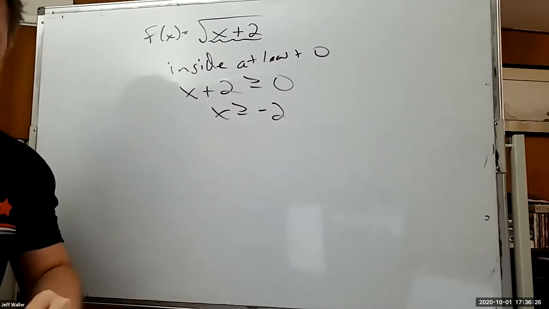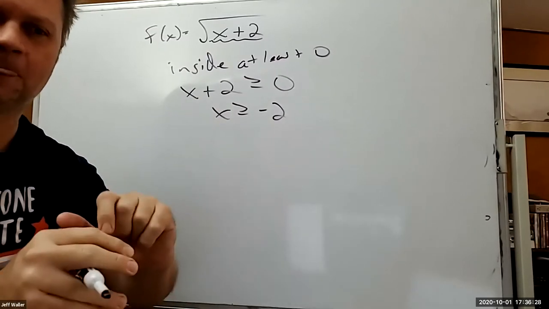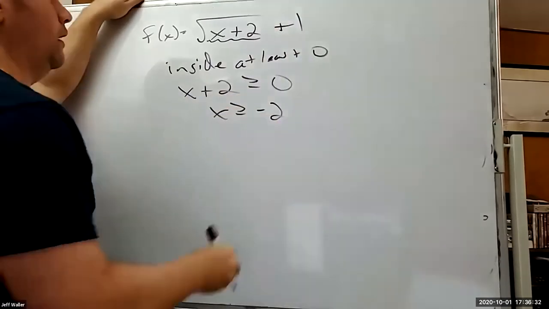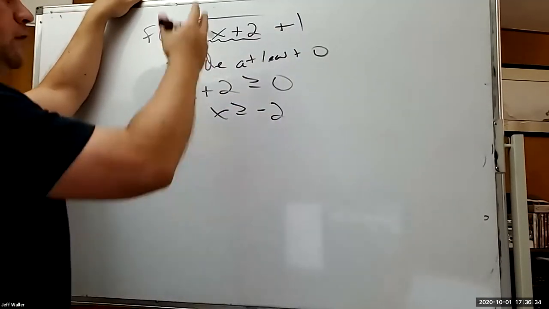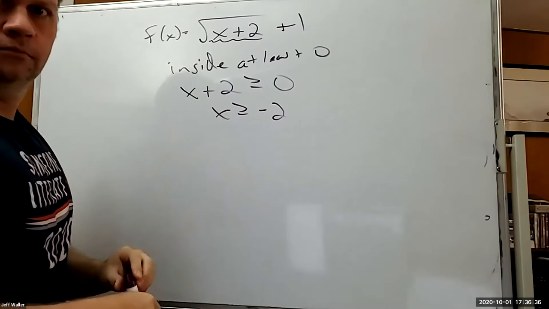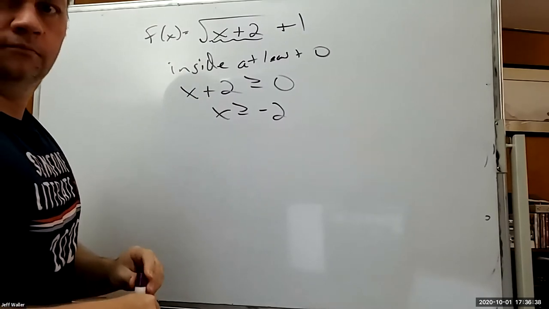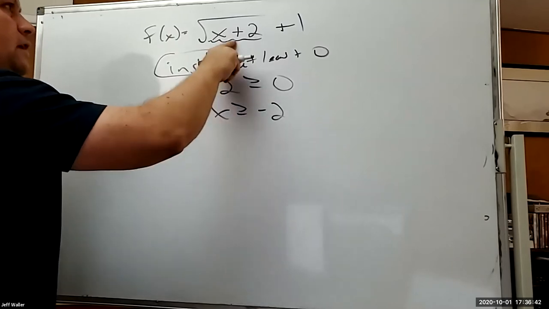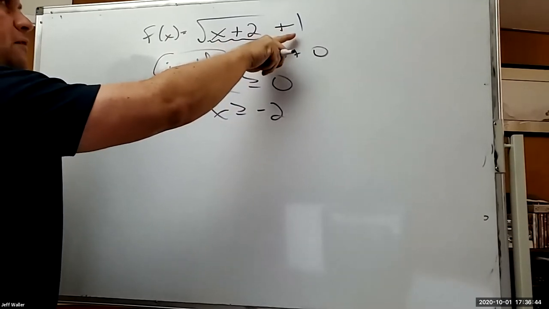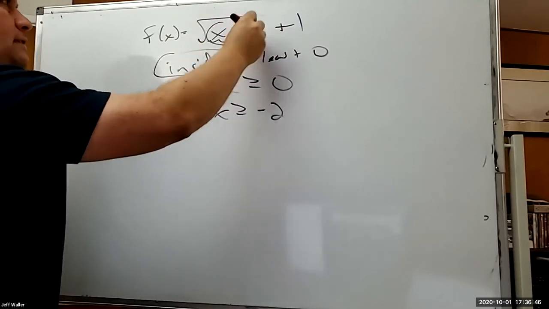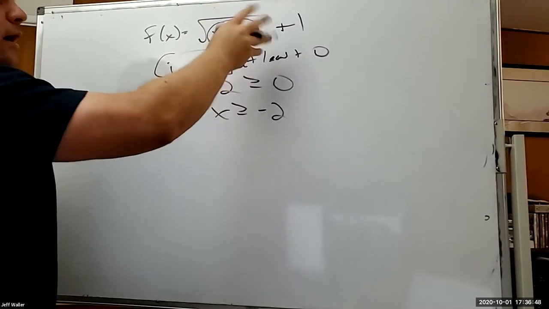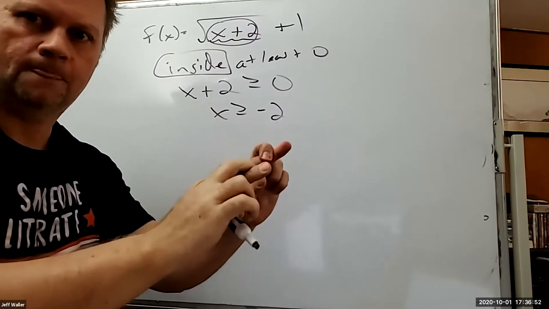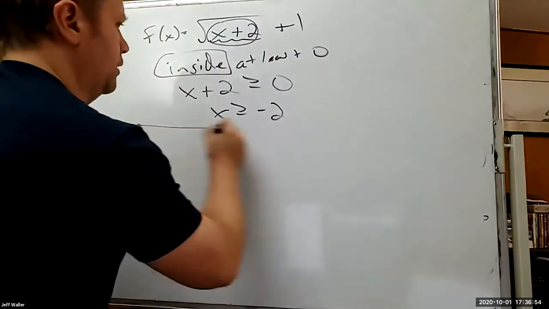Now watch. If I go, oh, I forgot, this is a plus 1 out there. Do I have to do this over? No, because again, it's what's inside, X plus 2. I don't care what's out there. I can't let the inside of this become negative. Is everybody with me?